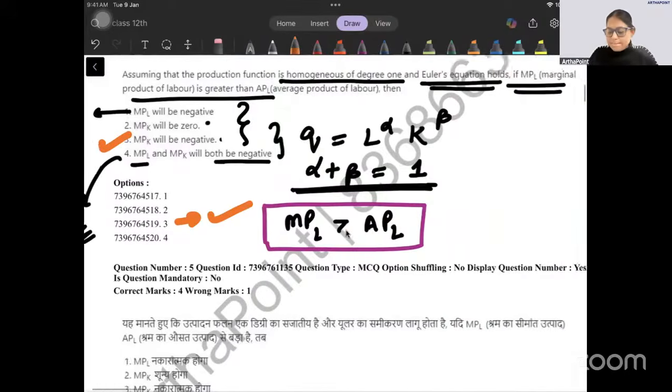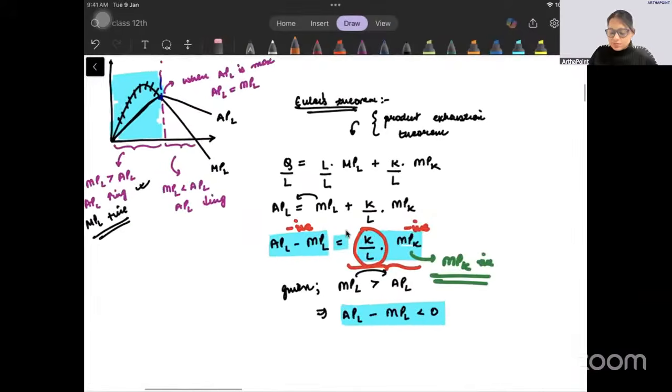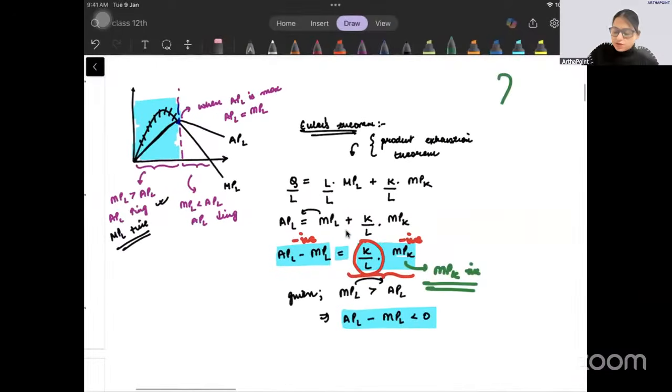Is it clear? Any doubt in this? This is the complete evaluation of this answer. Let me know if there is any doubt.